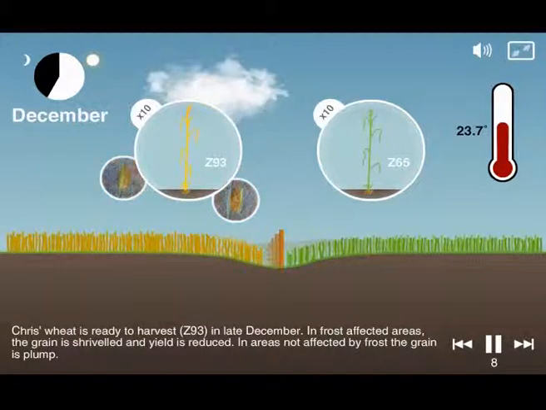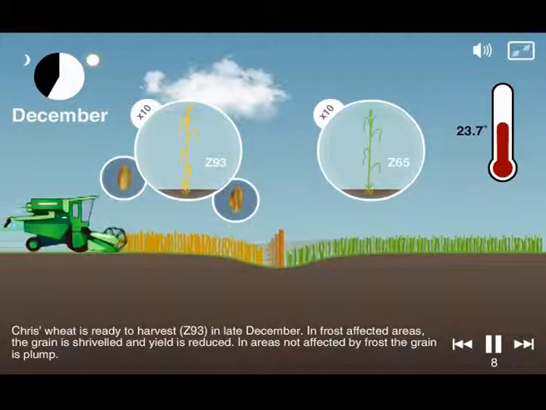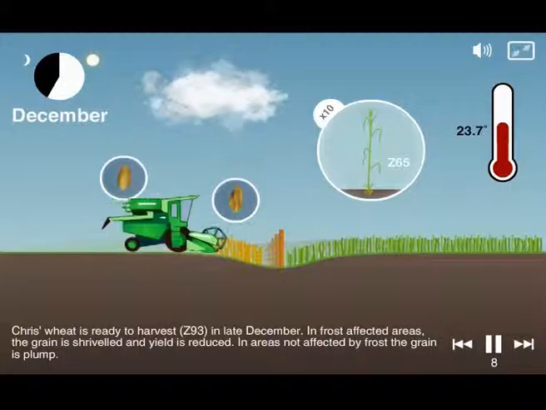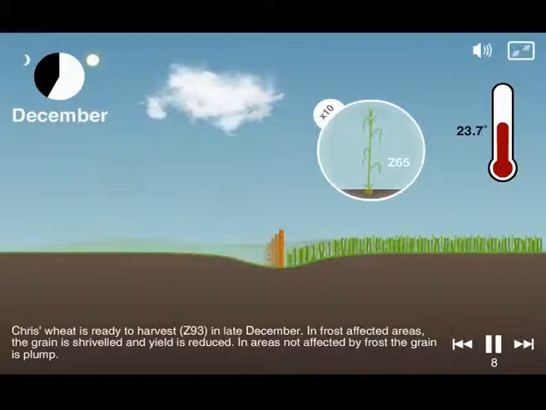Chris's wheat is ready to harvest with a Z93 in late December. In frost-affected areas, the grain is shrivelled and yield is reduced. In areas not affected by frost, the grain is plump.